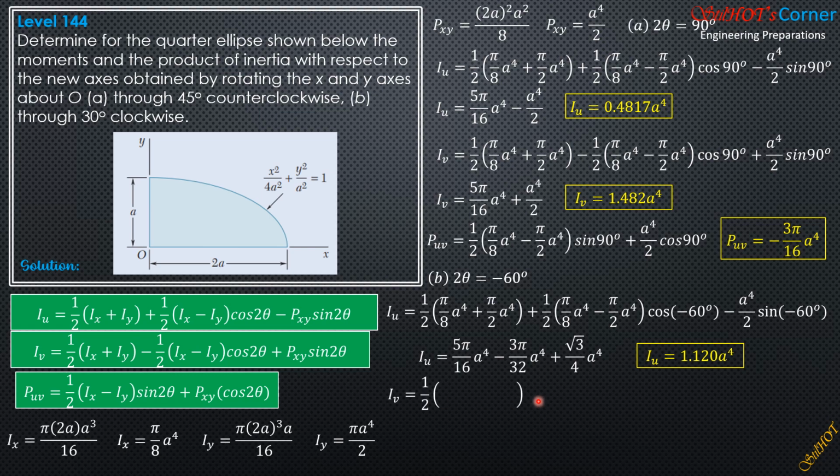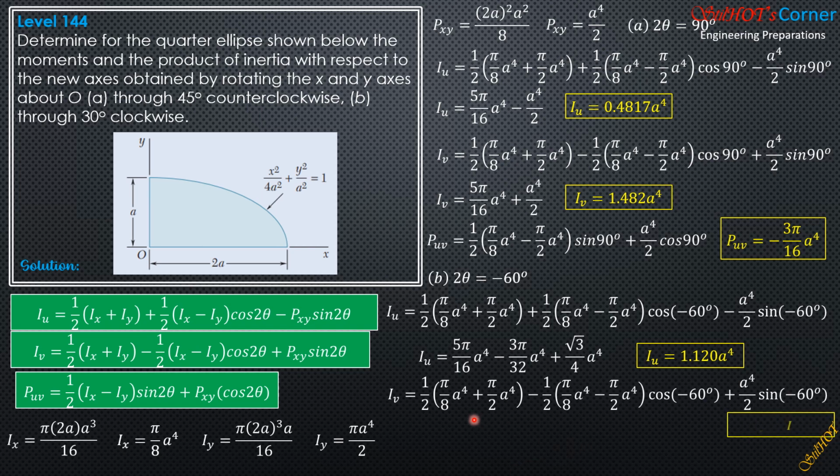I sub v is 1/2 (π/8 A to the 4th + π/2 A to the 4th) − 1/2 (π/8 A to the 4th − π/2 A to the 4th) cosine of negative 60 degrees plus A to the 4th over 2 sine of negative 60 degrees. Simplifying, I sub v is 0.8433 A to the 4th. So that's it for this problem.